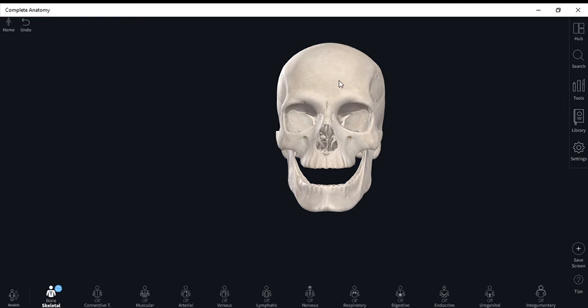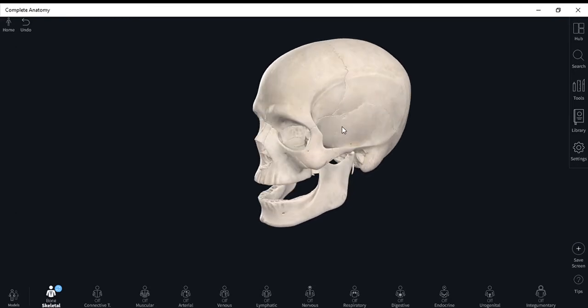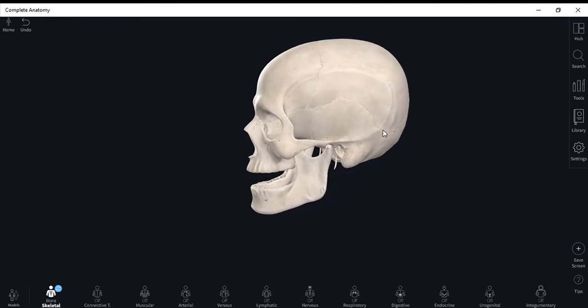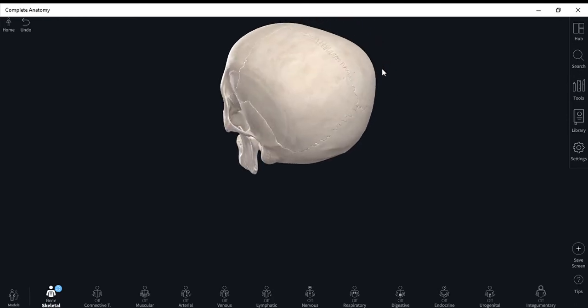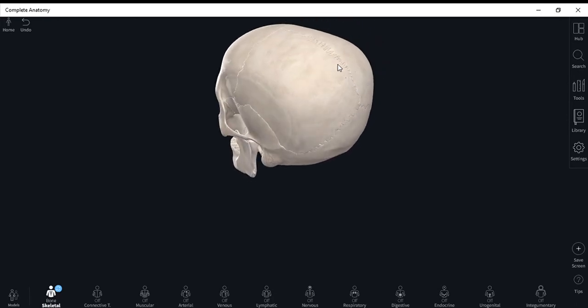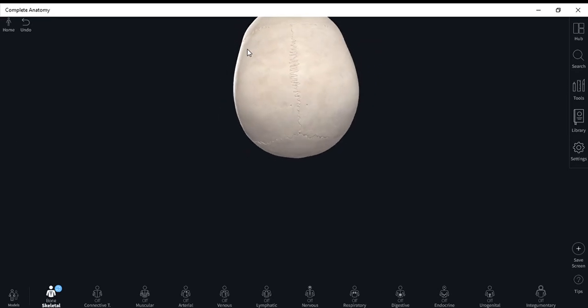So if we start off with the sutures, this suture right here from the lateral aspect is called the squamosal suture. Then from the posterior angle, this is the lambdoid suture. This suture over here is the sagittal suture. And the suture up top, looking down at the skull, is the coronal suture.